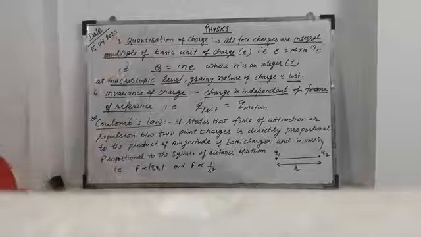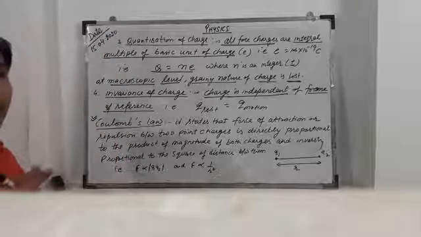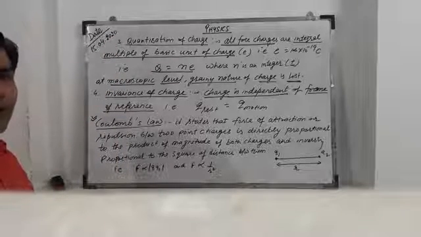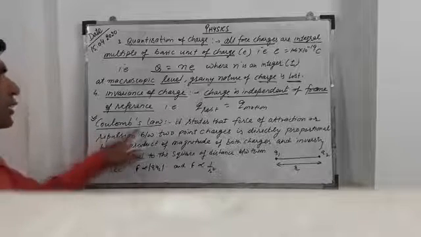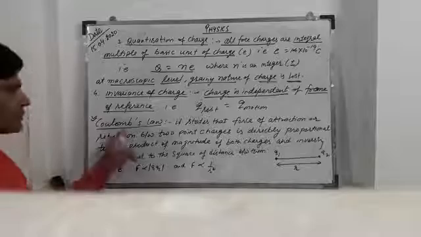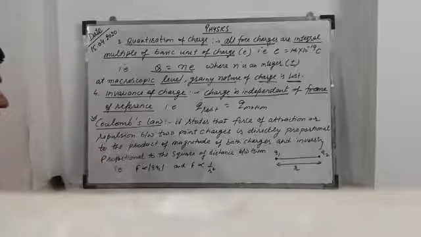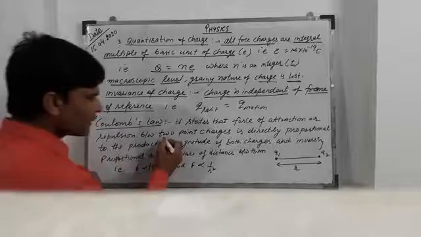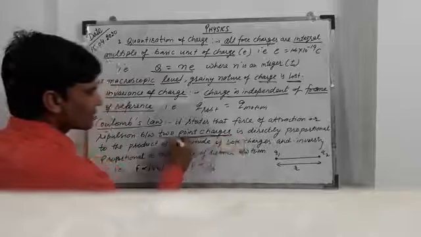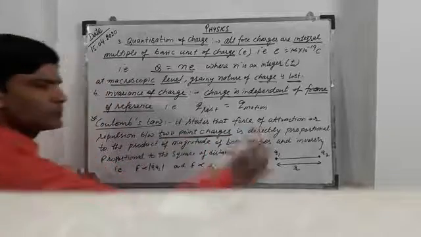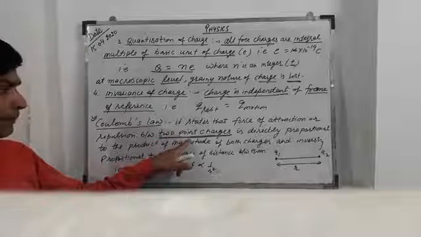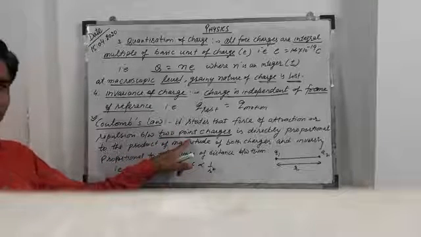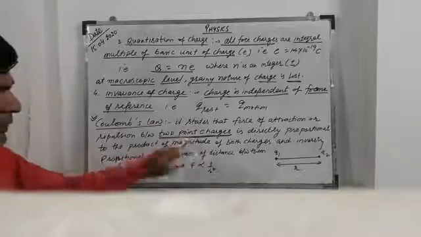So these are the four basic properties of electric charge. Now come to Coulomb's law. Coulomb's law tells us the force between two point charges. Only force between two point charges. Keep in mind that. Okay.